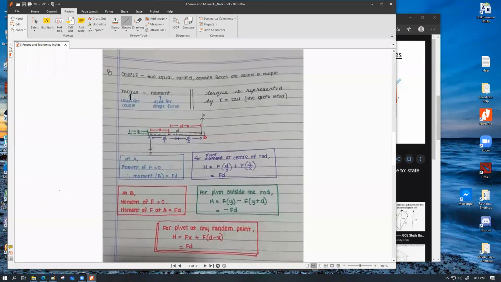So the torque and the moment, they are both synonymous words. They can be used interchangeably. I'm not sure if replaceably is a word, but just bear with me.